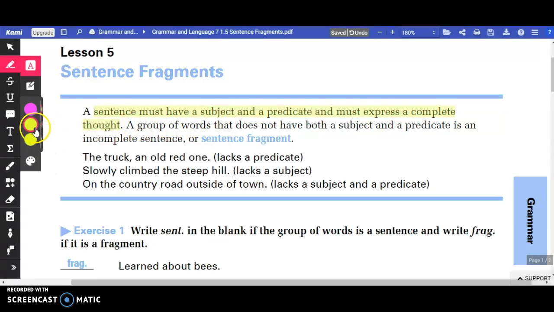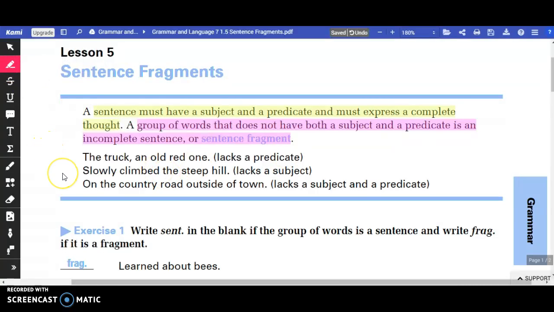And a sentence fragment is a group of words that does not have both a subject and a predicate. That makes it an incomplete sentence or a sentence fragment. We have a few examples. The truck, an old red one, is a sentence fragment because it lacks a predicate. Slowly climb the steep hill is a sentence fragment because it lacks a subject. And on the country road outside of town is a sentence fragment because it lacks a subject and a predicate.